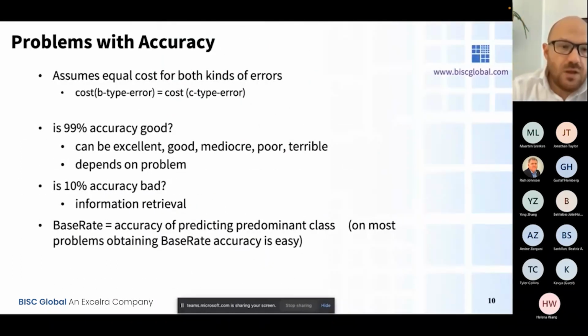So, again, what are the problems with accuracy? It assumes equal cost for both kinds of error, so cost of class B versus class C. I mean, we are talking about the off-diagonal terms of the confusion matrix. If you say 99% accuracy is good, it can be excellent, it can be good, it can be quite a diverse answer. It's not really representative sometimes, so we have to be very careful.